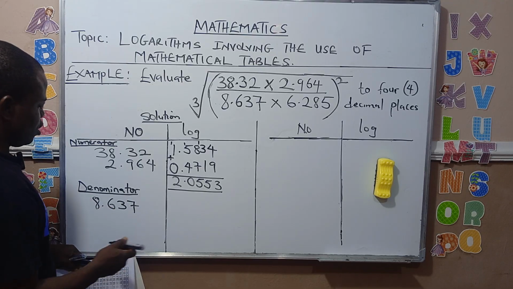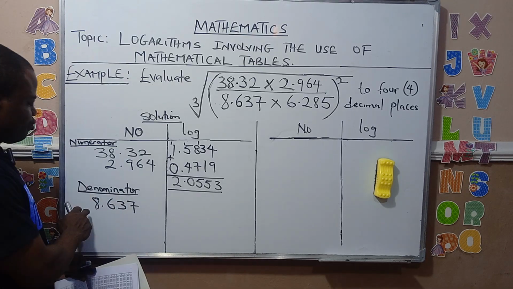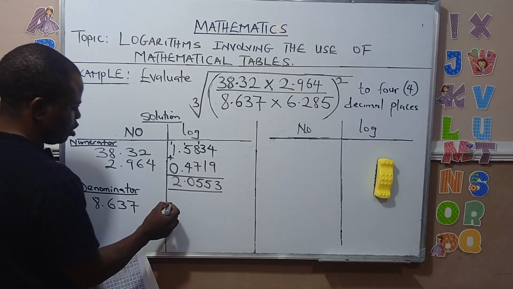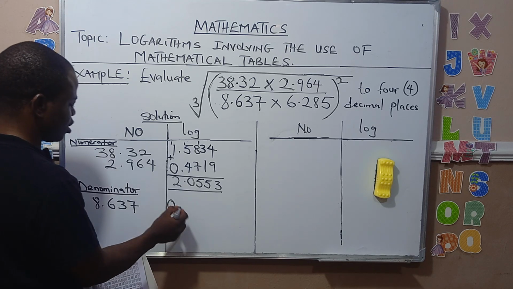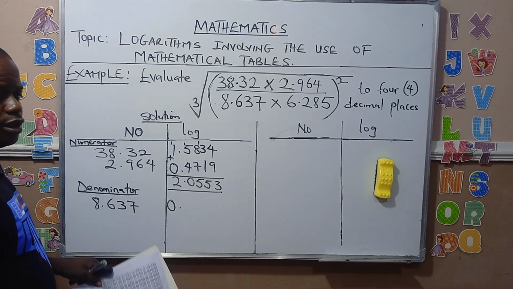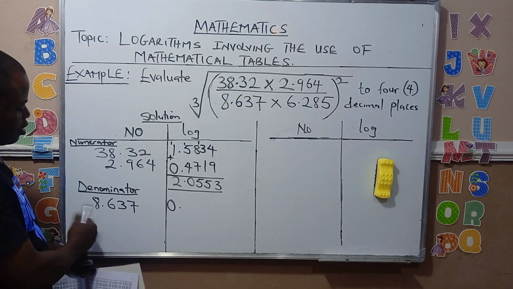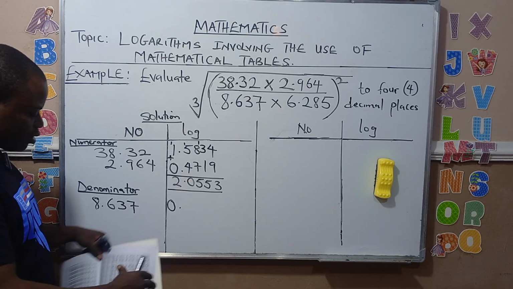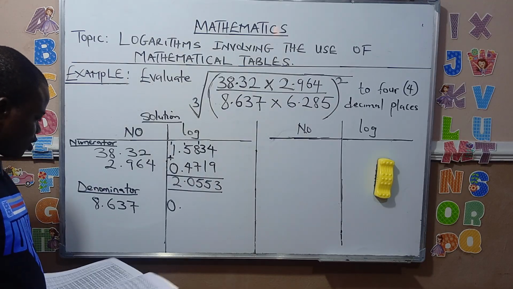8.637. How many numbers do you have before the decimal? It is one number. 1 minus 1, you get 0 as the characteristic. Now to get the decimal fraction or the mantissa, we join the numbers together. 86 under 3, difference of 7. 86 under 3.